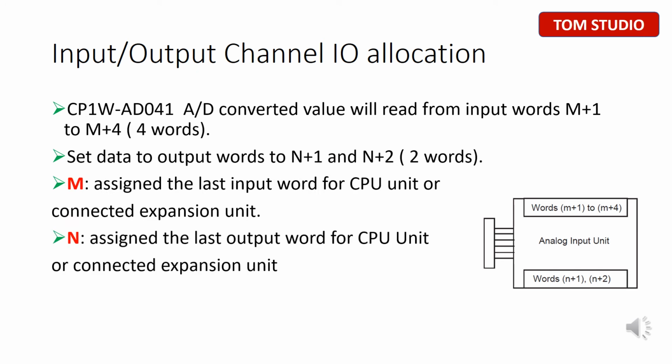In this slide, we are talking about CP1W-AD041 analog module channel I/O allocation. The manual shows CP1W-AD041 analog does require 4 words for each channel reading, which means the converted value will be read from those 4 words. In the meanwhile, it also requires another 2 words for setting up the signal range, resolution, signal type, etc. So it is very important to fully understand how to assign input and output words for the CP1W-AD041 analog module.